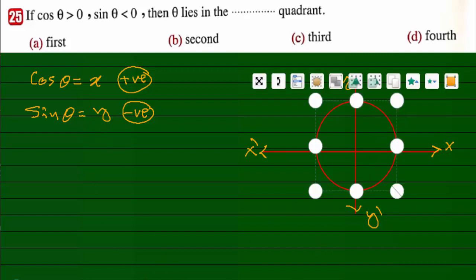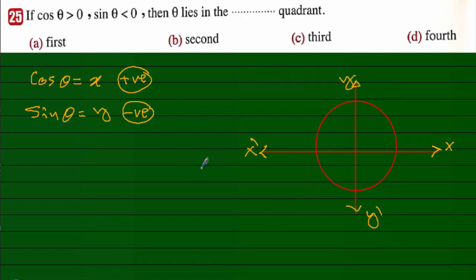So we have here x is positive and y is negative. So this point must lie on the fourth quadrant. Here is x and y. X is positive and y is negative. So the terminal side of theta lies on the fourth quadrant, and then we choose letter D.